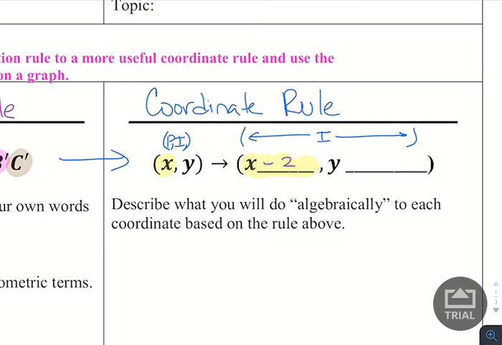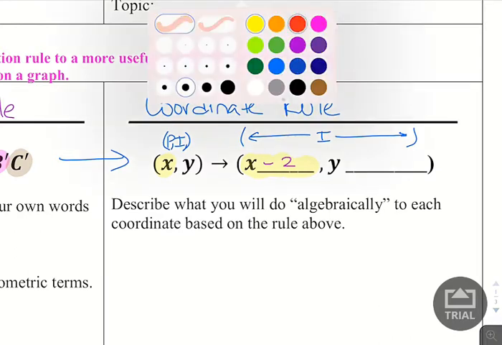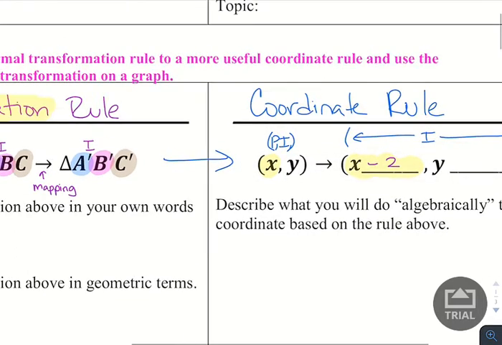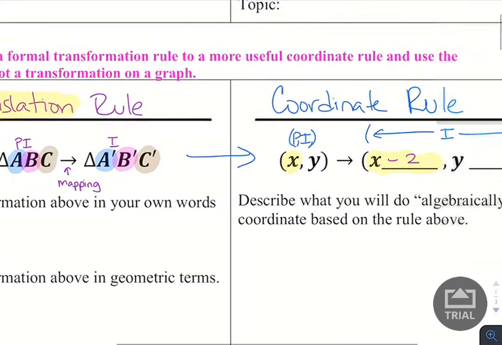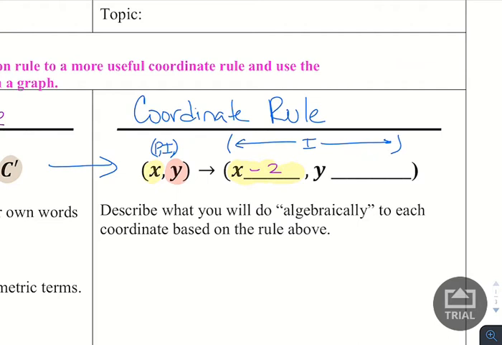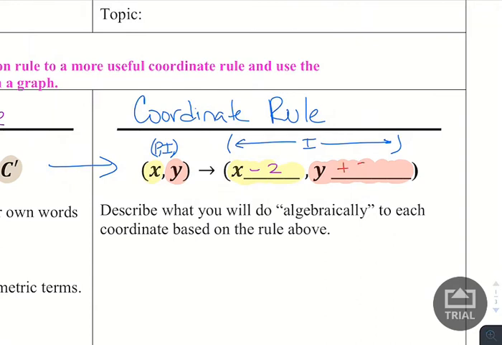And then we can code in the y, let's use red, the same way. The y is going to be a positive 3, and so that's going to tell us to take our pre-image y and then change it, in this case, by adding 3, because it's a positive 3. And so the vector, which was negative 2, 3, shows up as a negative 2 here, and the positive 3 for the y.